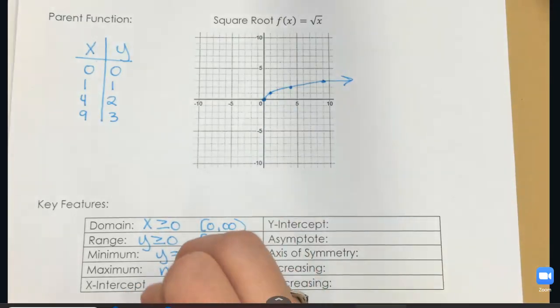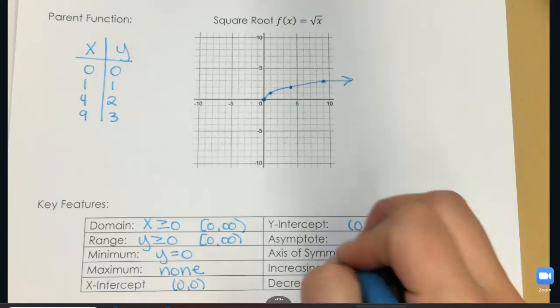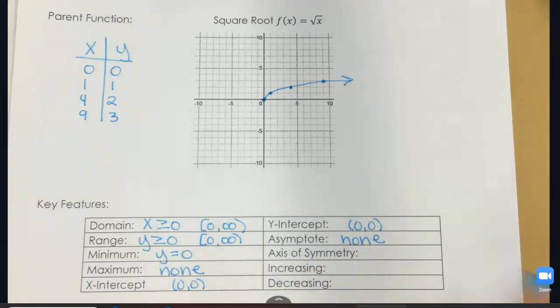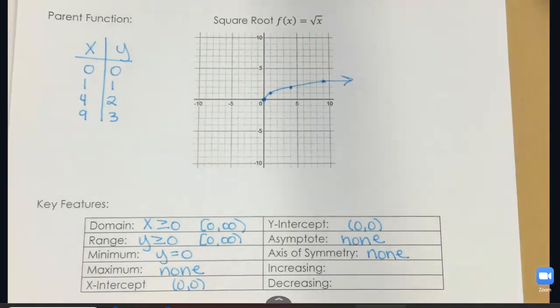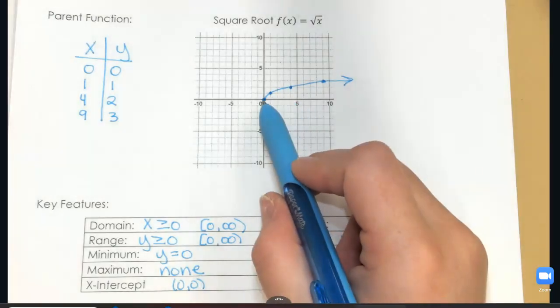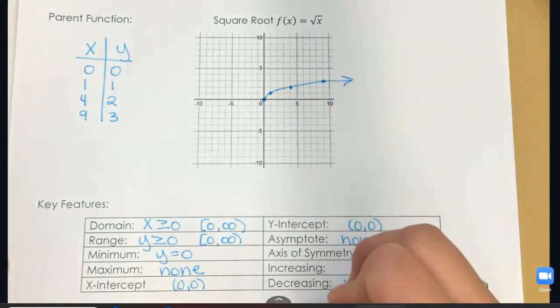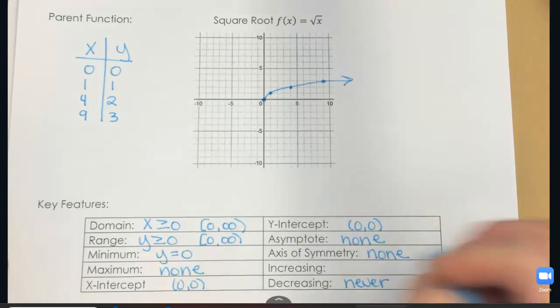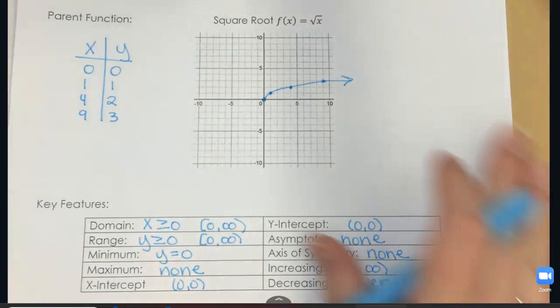Our x-intercept is at the origin 0, 0, which means our y-intercept is also 0, 0. We don't have an asymptote. That's not a feature for a square root function. And it is also not going to be symmetric. There is nowhere we can fold it or rotate it that it will line up with itself. And then increasing from the very start, it walks up, we would be walking uphill and we never turn back around. So it's never going to be decreasing, and it's going to be increasing from 0 till infinity.